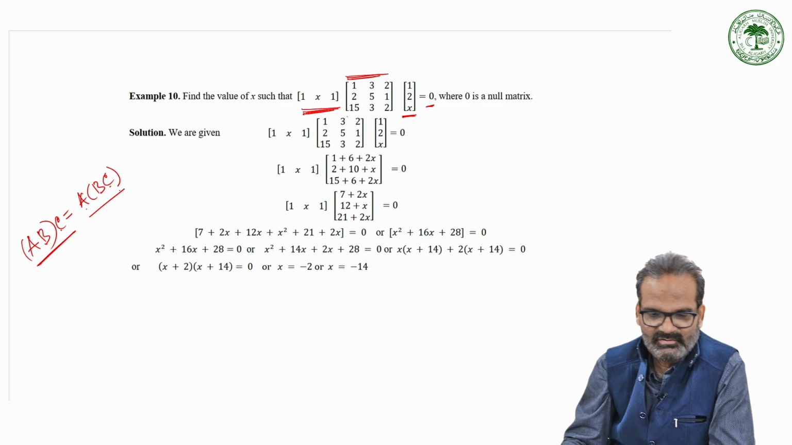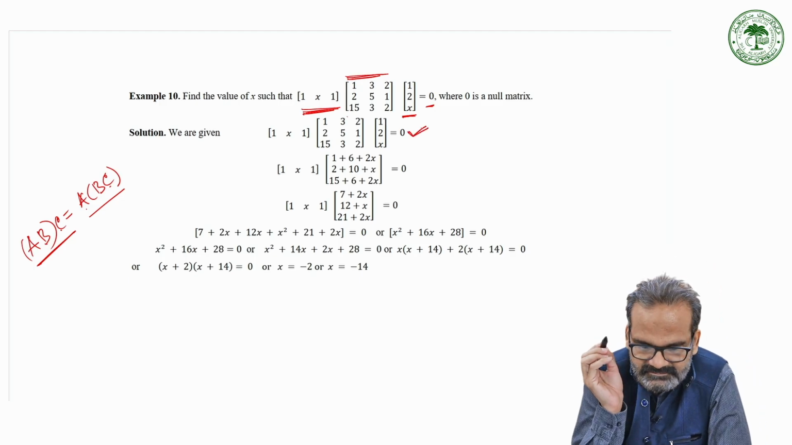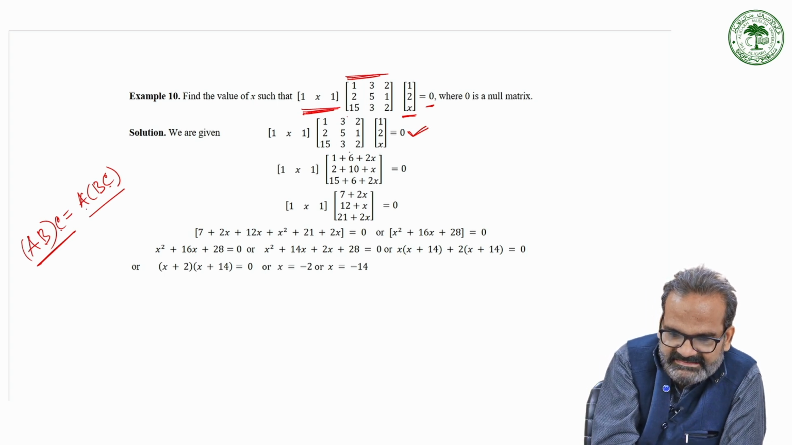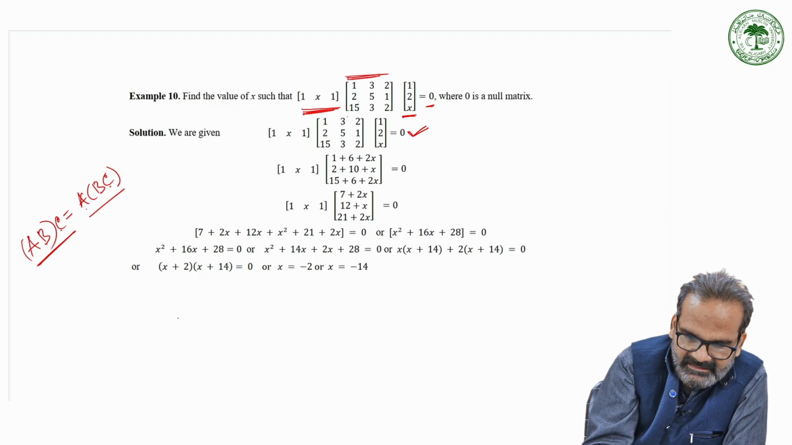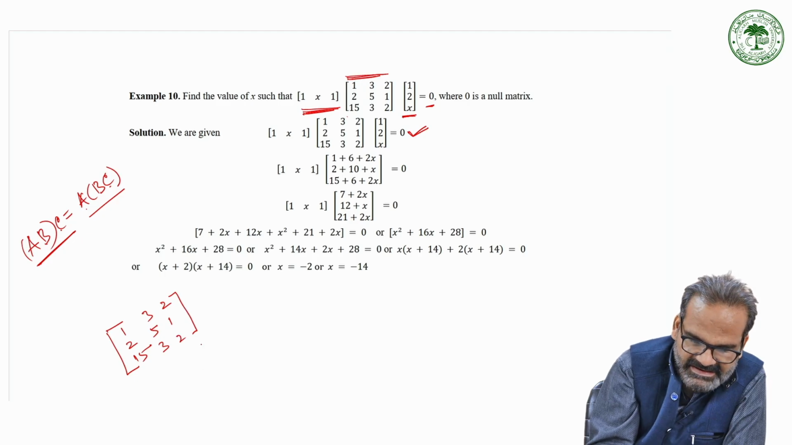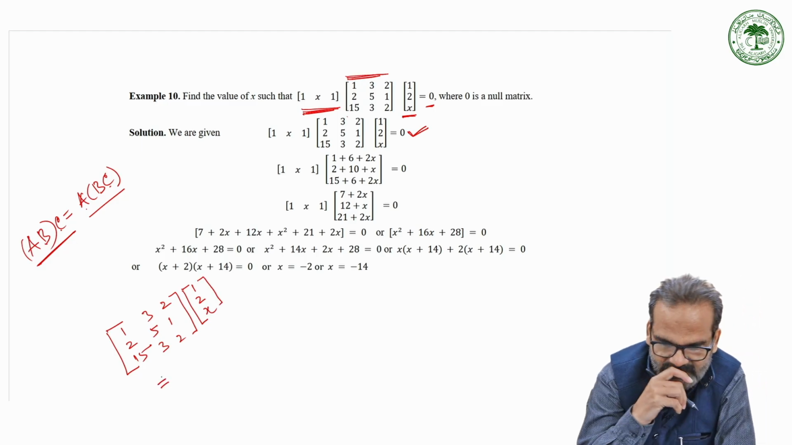So see what they are doing here. We are given, this is our question, right? So what they did, they multiplied the second and third matrix first. See, the second matrix is 1, 3, 2; 2, 5, 1; 15, 3, 2. This is matrix second, and matrix third is 1, 2, x, right? Multiply these two.